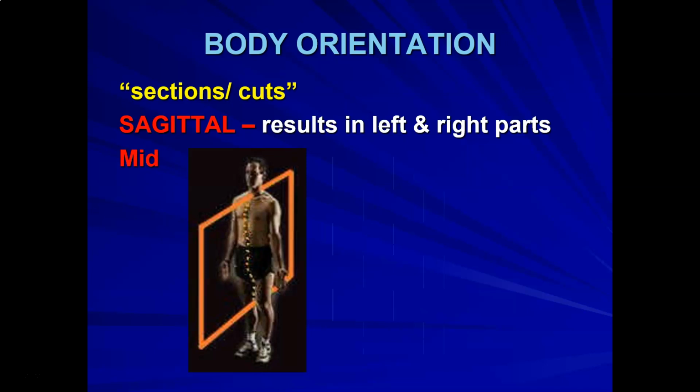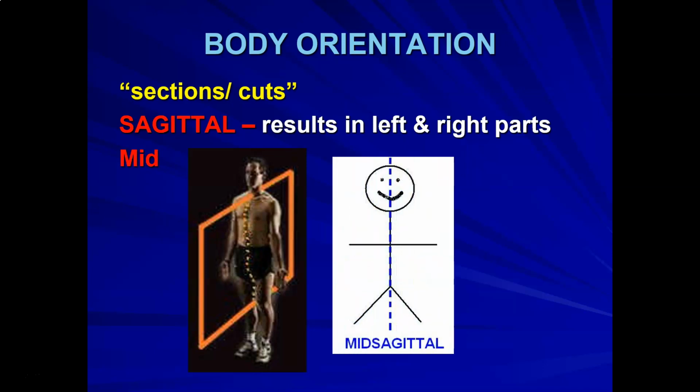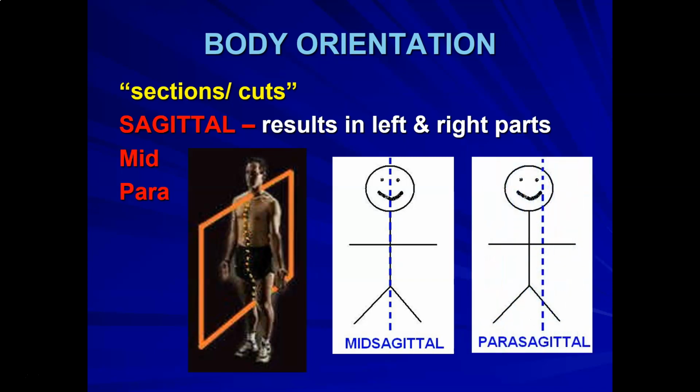Now sometimes those portions might be equal. So we would call these left and right halves. We go right down the body midline and the portions are halves. But we don't have to go down the middle. We can still get left and right parts if we're slightly off to the side. And that results in a parasagittal section. We're still getting left and right portions, but those portions are not equal. So we wouldn't call those halves. We'd say there's a right portion and a left portion as a result of a parasagittal cut.